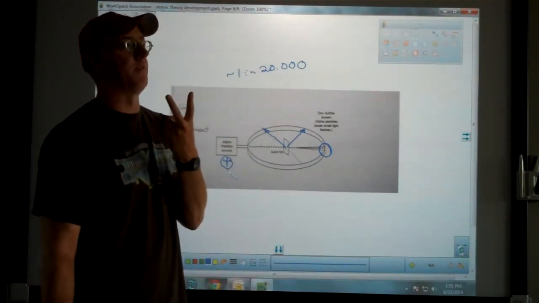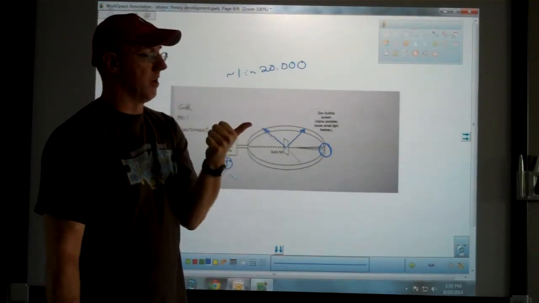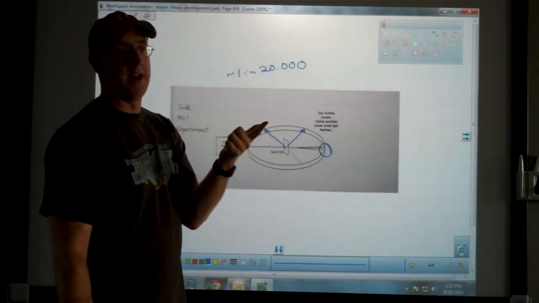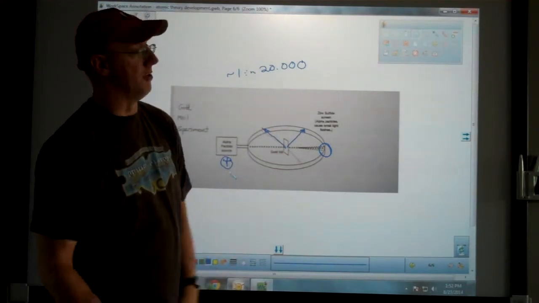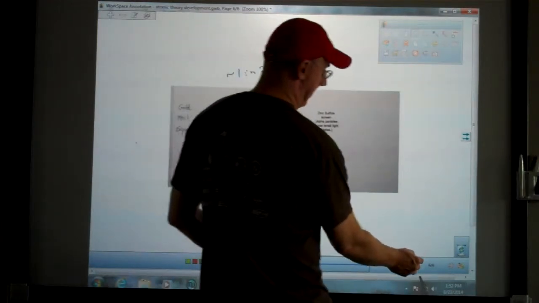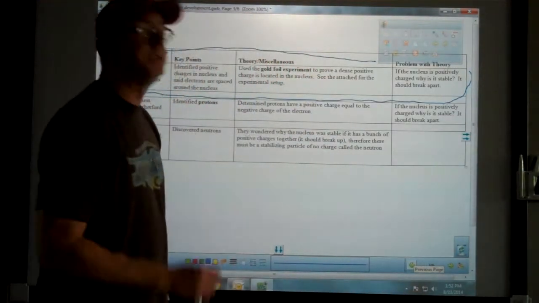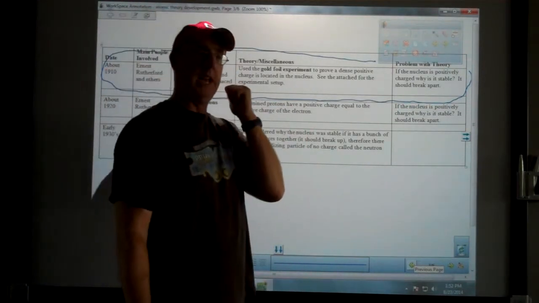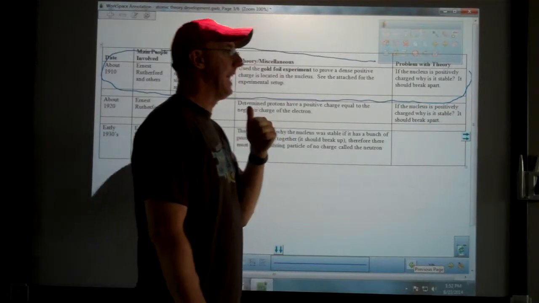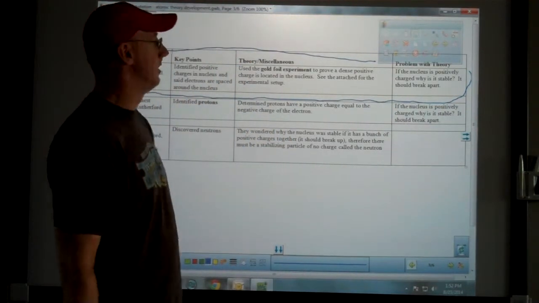So again, two key pieces of information. The fact that they deflected said, hey, there's something really strongly positive in there, and only 1 in 20,000 says it's really small, really dense. And that's what led them to the nucleus. So that's a pretty big piece of information there. So at this point, again, we've got negatives and we've got positives. And positives are really dense, and they ended up determining those were the nucleus.